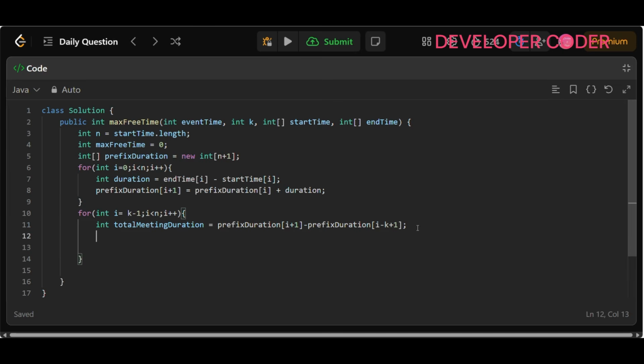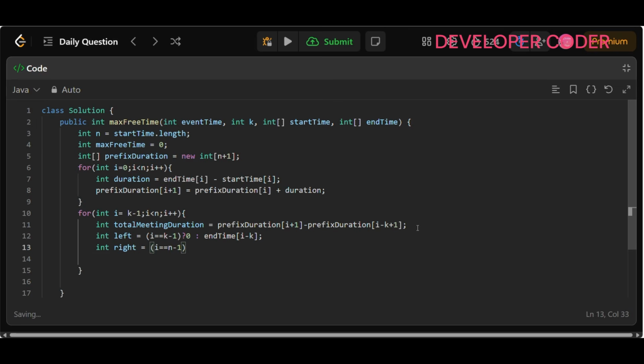Now once this is done, we have to calculate the left and the right. So int left. If in the starting the i value itself is equal to k minus 1, then in that case you have to simply take 0 as the starting. Otherwise you have to take the end time of i minus k. Done. Clear. And the same before the right: int right, if i is equal to n minus 1.